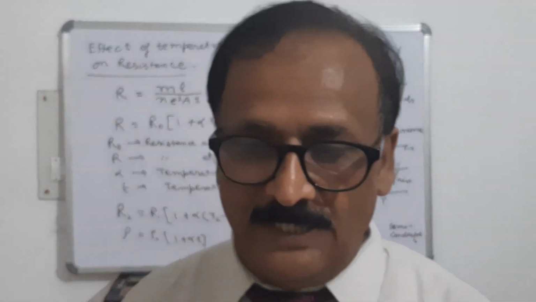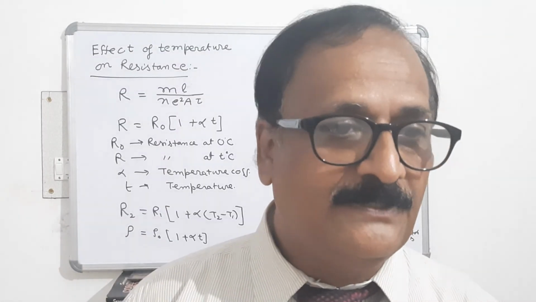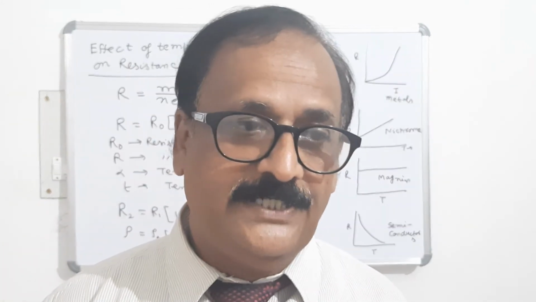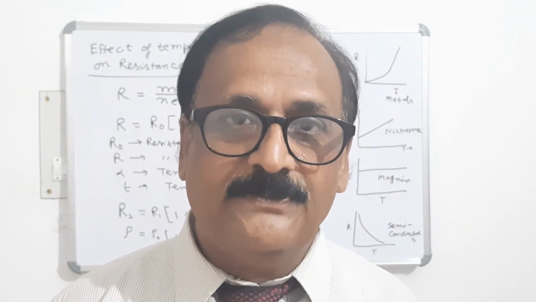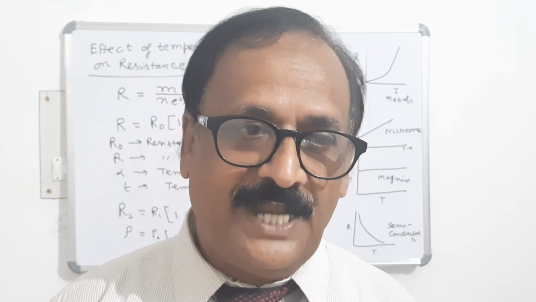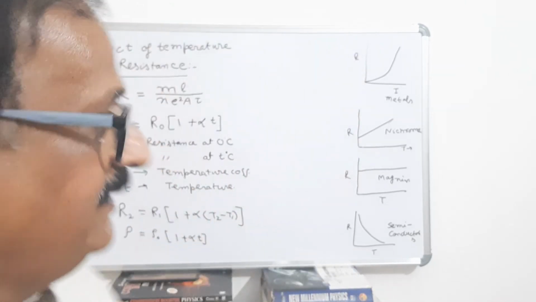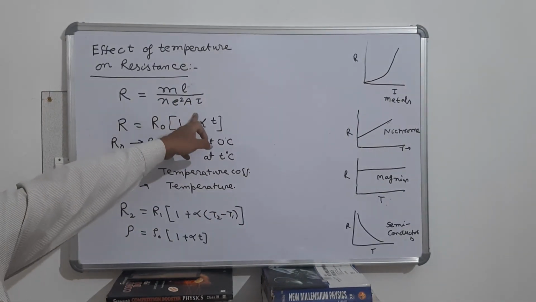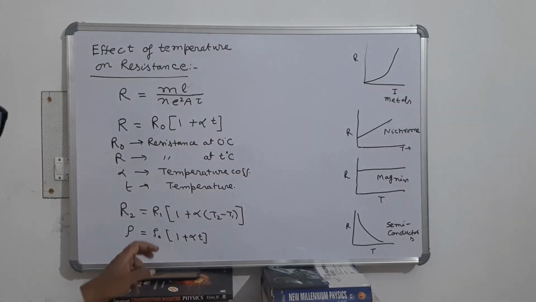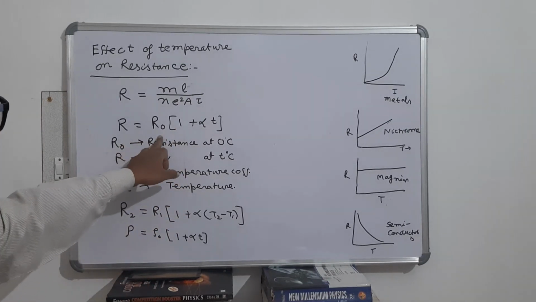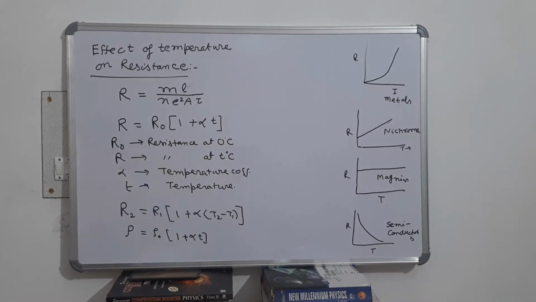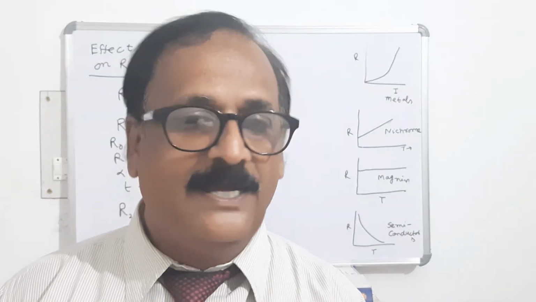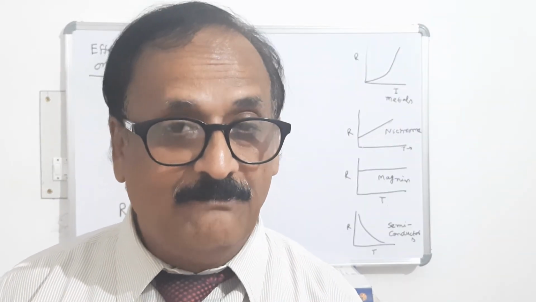So once again I will tell you that when temperature is increased, kinetic energy of free electrons increases, therefore electrons collide more frequently, and this decreases the relaxation time. And as the relaxation time decreases, resistance increases, because resistance is inversely proportional to relaxation time. And the relation between temperature and resistance is given by R is equal to R0 into 1 plus alpha T. Here R is the resistance at the given temperature, R0 is the resistance at 0 degree centigrade, and T is temperature. Alpha is the temperature coefficient.